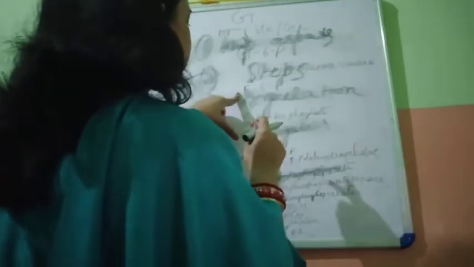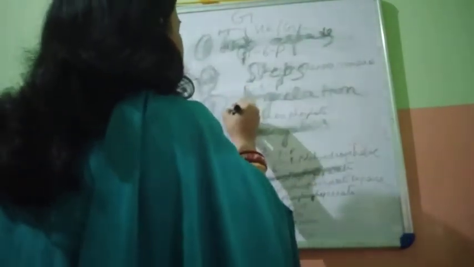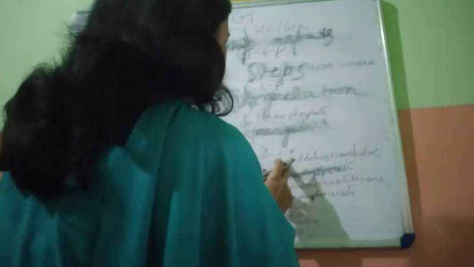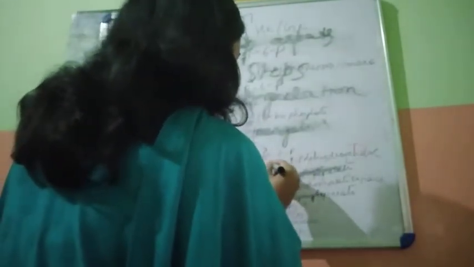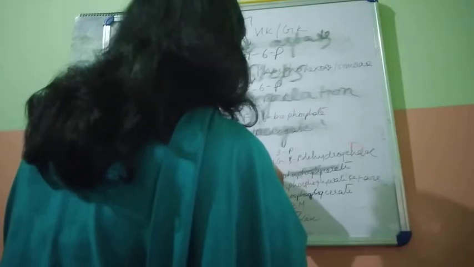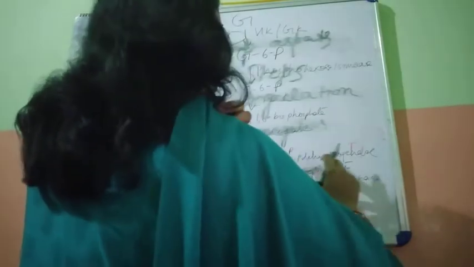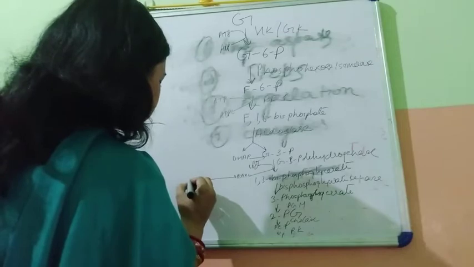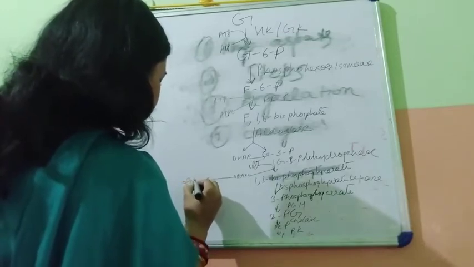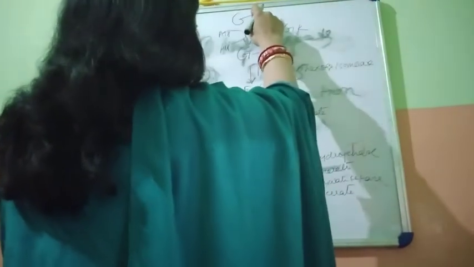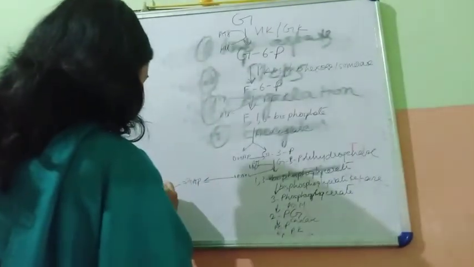Now, in the conversion of fructose 6-phosphate to fructose 1,6-bisphosphate, 1 ATP is utilized. Now from glyceraldehyde 3-phosphate, there is generation of NADH from NAD, with the help of glyceraldehyde 3-phosphate dehydrogenase. This NADH in the electron transport chain and oxidative phosphorylation gives 2.5 ATP. Since there is production of 2 molecules of NADH from 1 molecule of glucose, it gives 5 ATP.